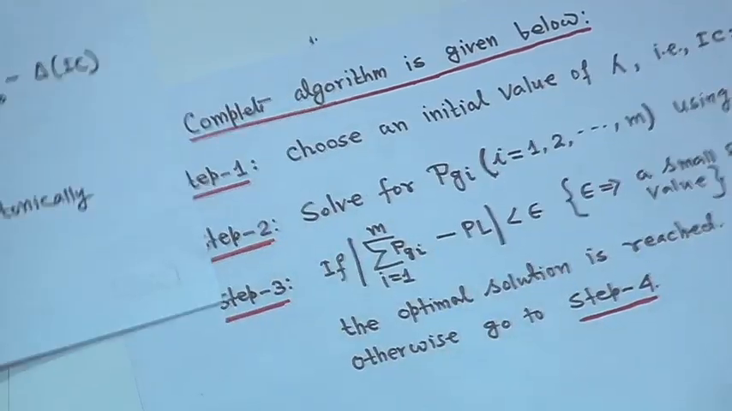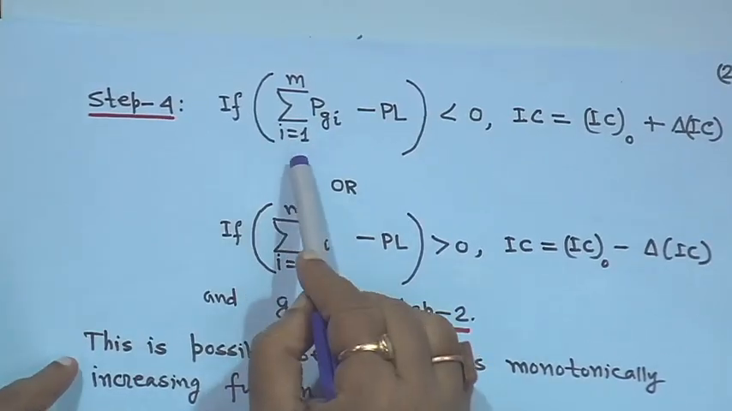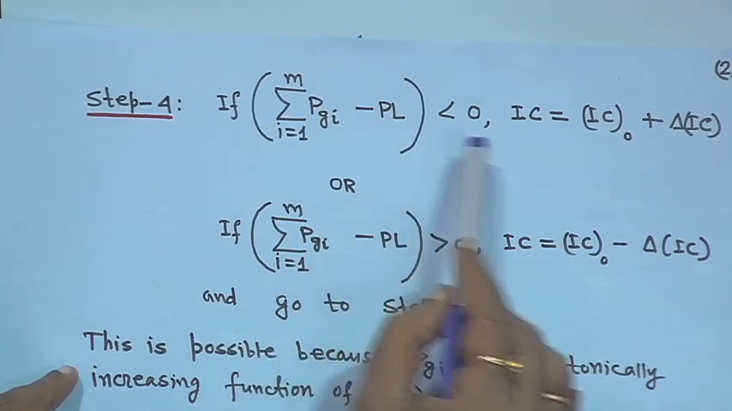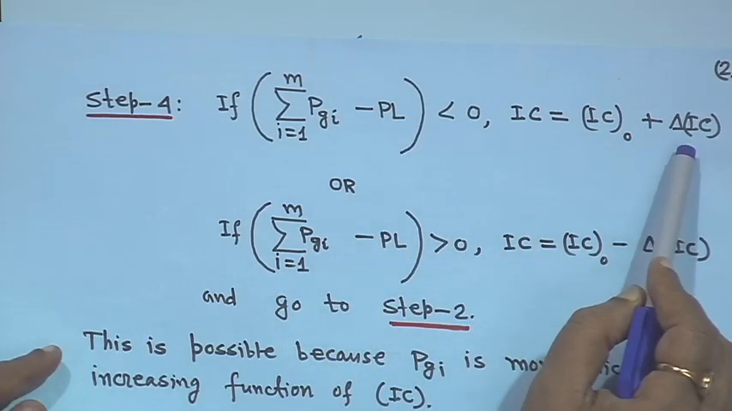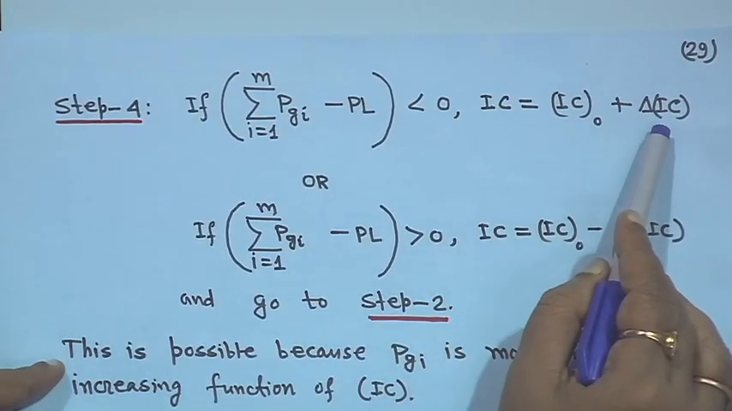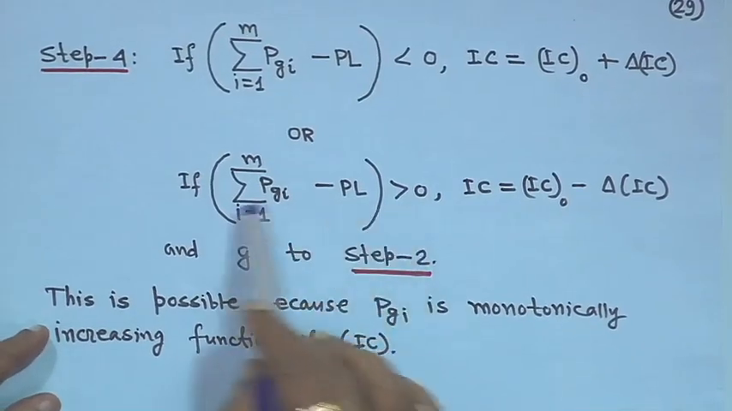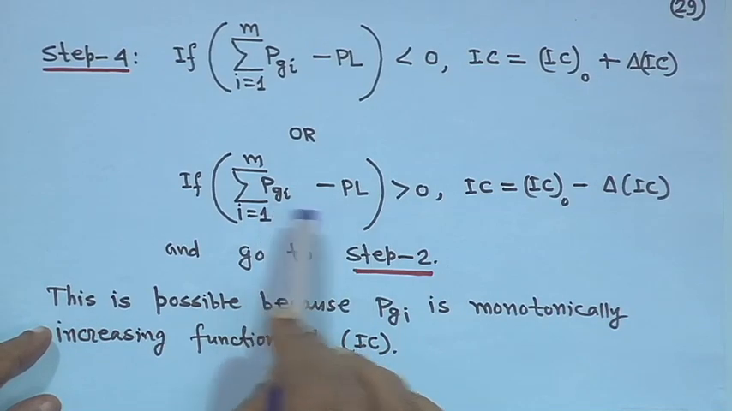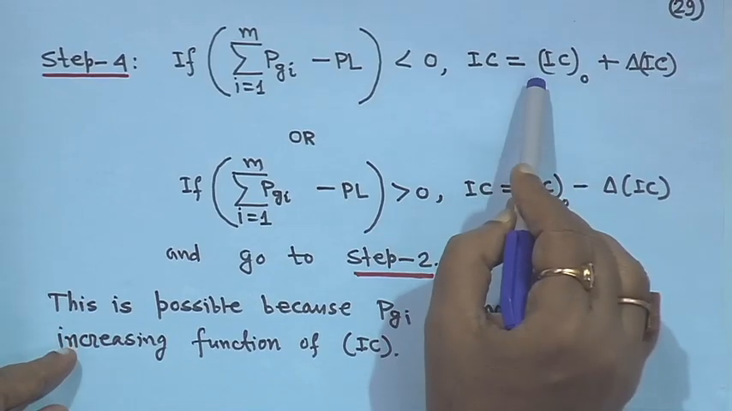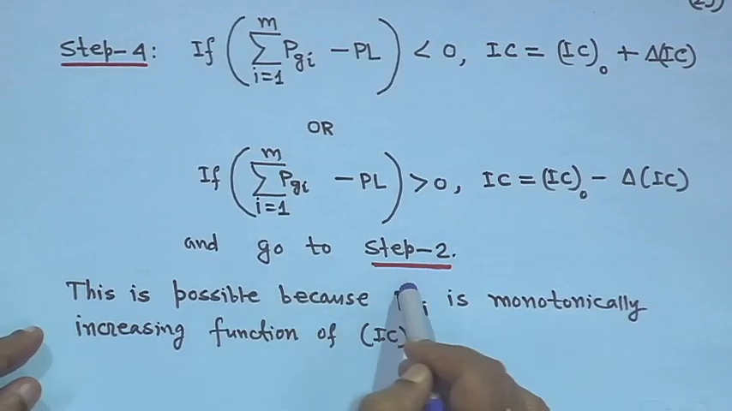So, in that case you check the sum over i equal to 1, that is total generation minus load. If the difference is negative, then you increase the incremental cost, IC equal to IC0 plus delta IC; later you will see it iteratively. If the total generation minus load is positive, then IC equal to IC0 minus delta IC. In the first case you increase the generation, in this case you decrease the generation, right, and go to step 2, again from step 2 you have to repeat.